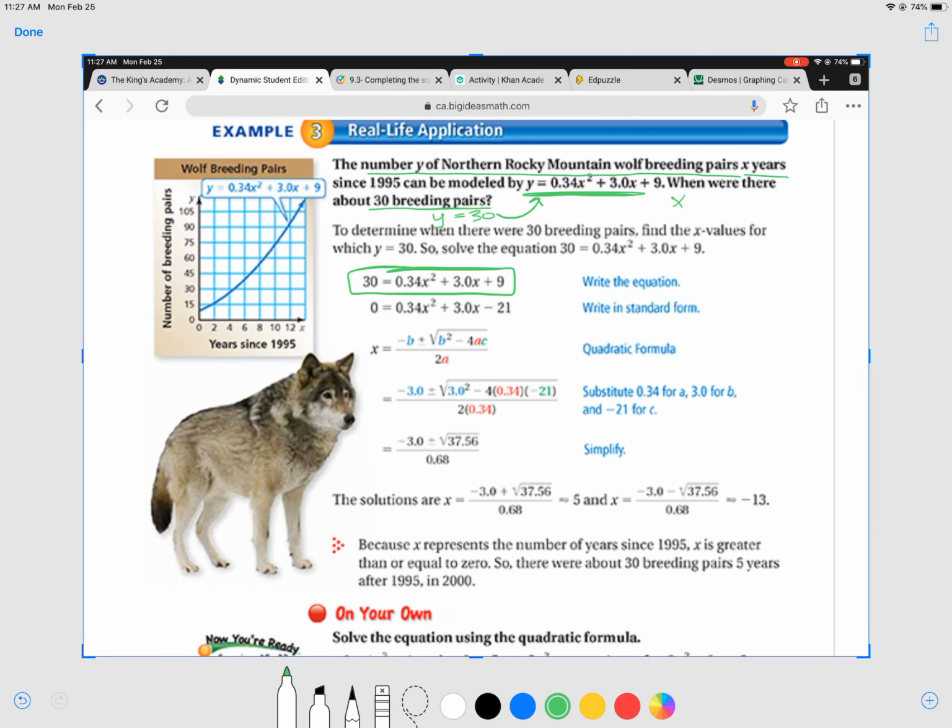And the next thing that we need to do is subtract 30 so that this equals 0 and it's in standard form. Okay, then I can identify my A, B, and C values from this, and I can use the quadratic formula to solve. Okay. That's it for today. Let me know what questions you have when you're in class.